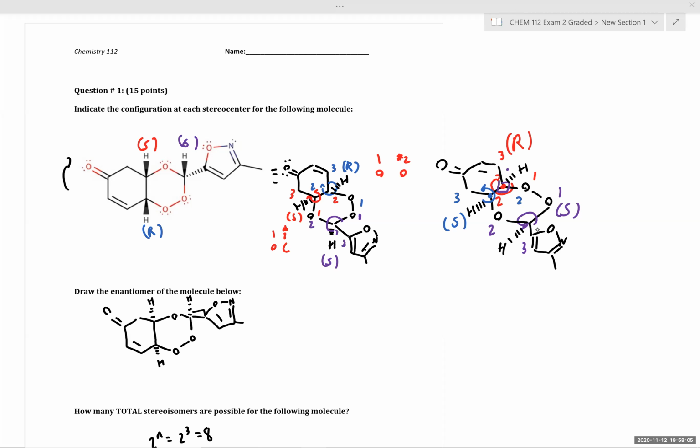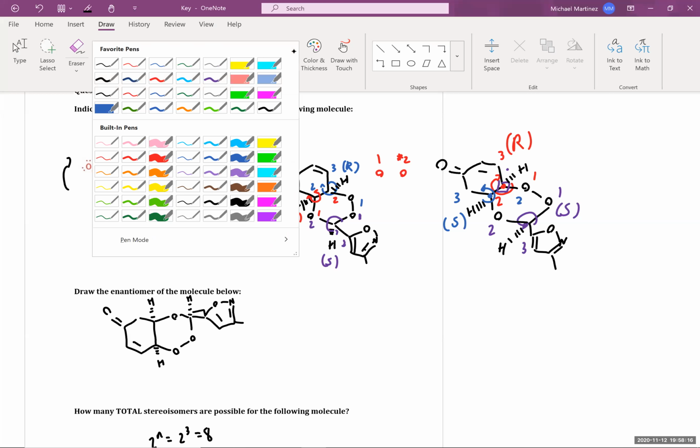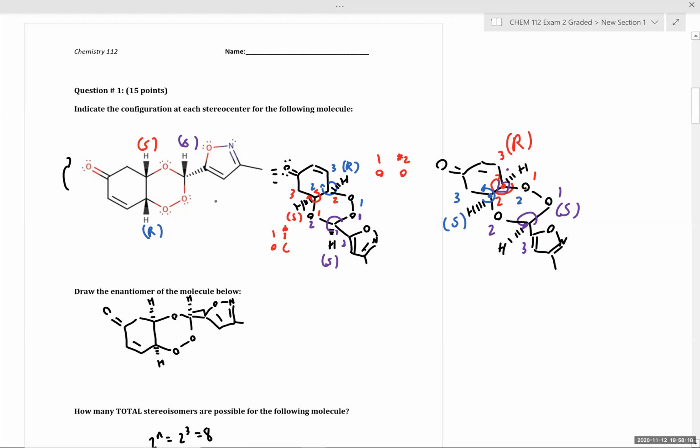Does that make sense to everyone? The common mistake I saw in the exam was just assigning priority. Any questions on this first example where we rotated our molecule, we placed our hydrogens in the back, we numbered our groups in order of priority, and then we assigned each center as R versus S?